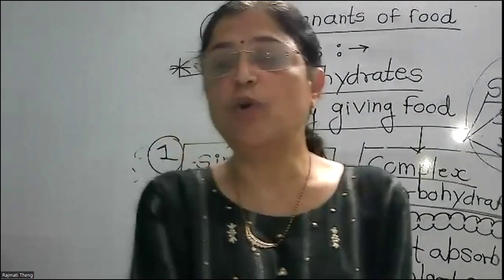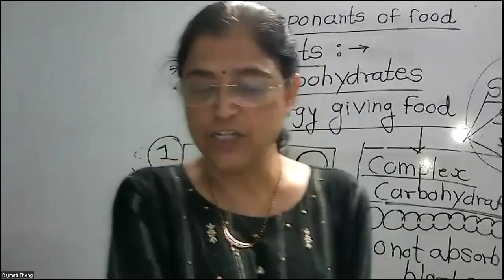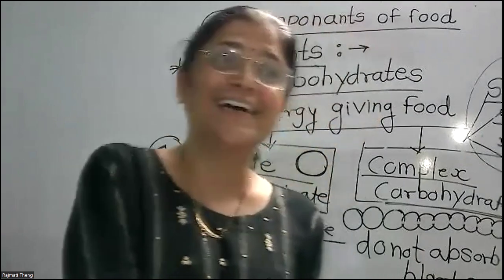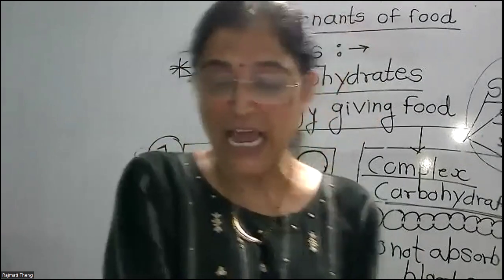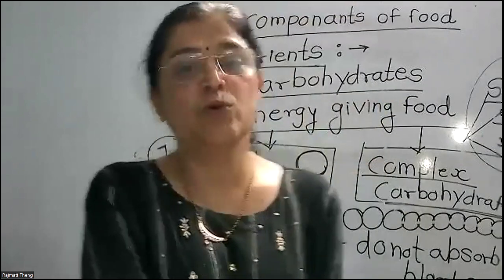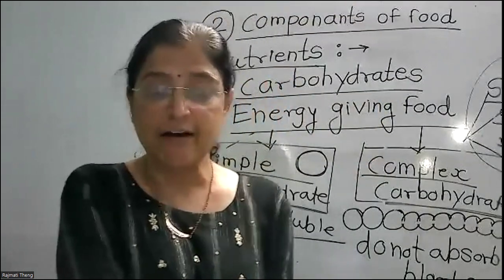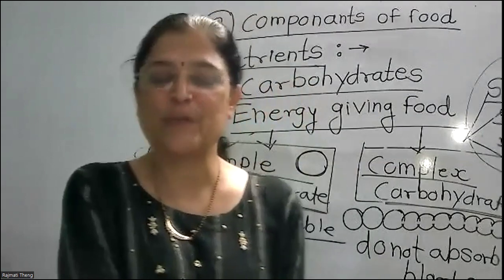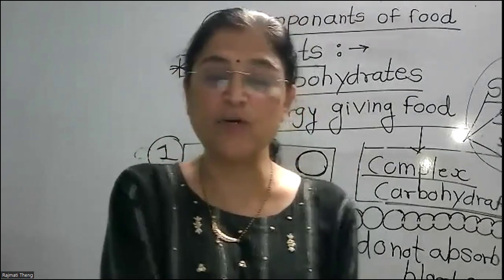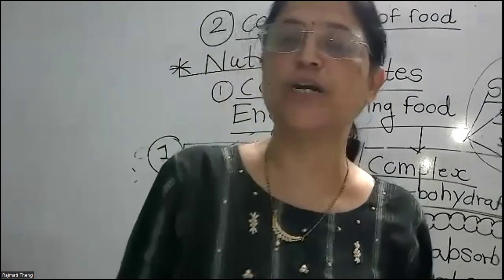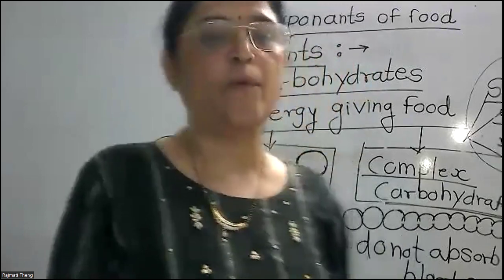Yeah. Okay. Sucrose is present in sugar cane. Lactose is present in milk. Which sugar is present in milk? Lactose. Then in sugar cane, sucrose. In the fruits that you eat, fructose. So this is about the simple carbohydrate, and the next one is complex carbohydrate.